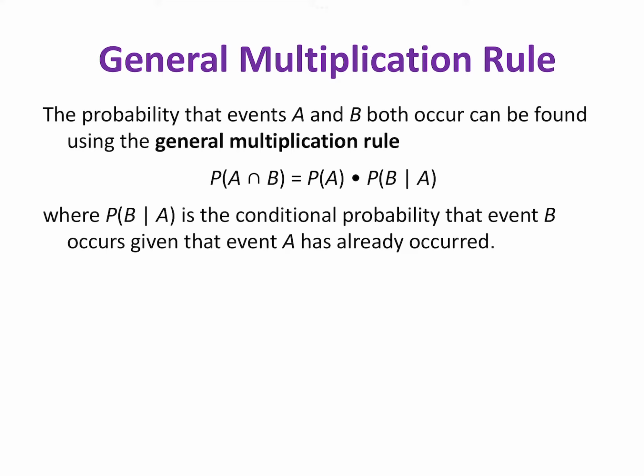So then we have what is called the general multiplication rule that we can use. The probability that events A and B both occur can be found using the general multiplication rule. Our general multiplication rule is this: the probability of A and B equals the probability of A times the probability of B given A. The probability of B given A is our conditional probability, that event B occurs given that event A has already occurred. Just think about what our conditional probability was that we looked at. We're going to use this general multiplication rule to find some information also.